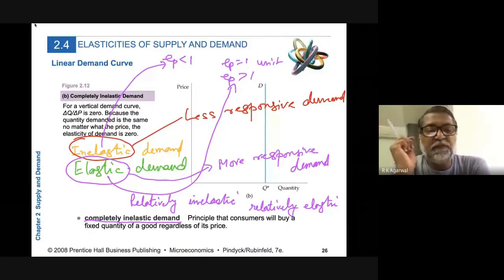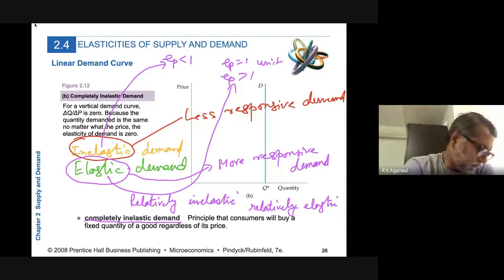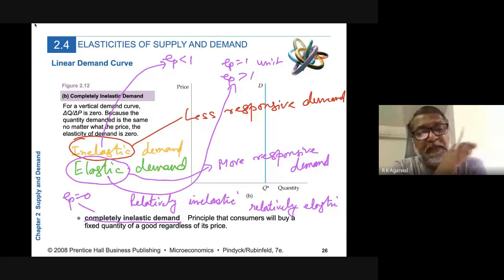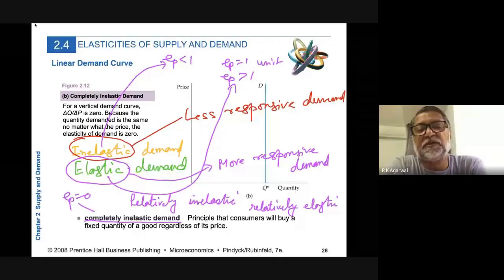So that is why we call it completely inelastic demand whenever the price elasticity is equal to 0. So this is called elasticity equal to 0. And the other one, which is completely elastic demand, just its opposite, elasticity will be infinity. Any question on this? This is just the linguistics of elasticity and nothing else.